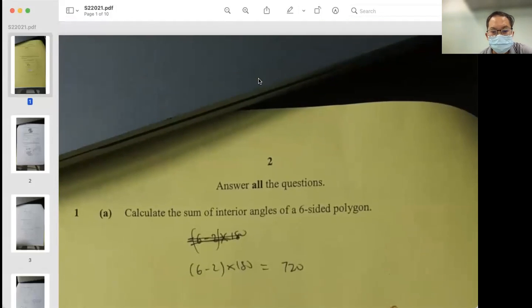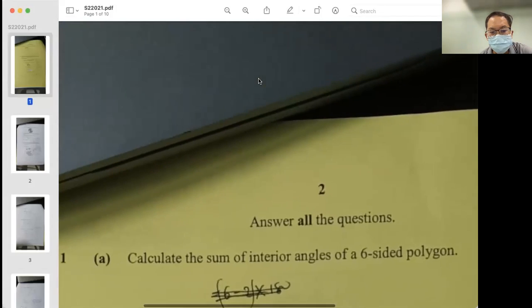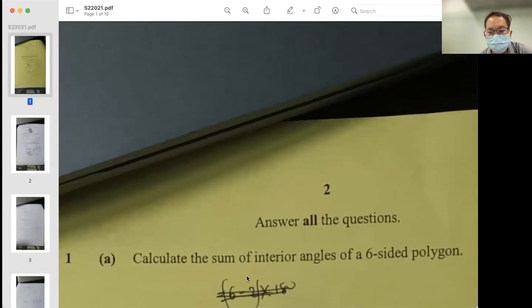So, do question 1A. Calculate the sum of interior angles of a six-sided polygon. I will fast forward to the solution. So if not done, please pause.